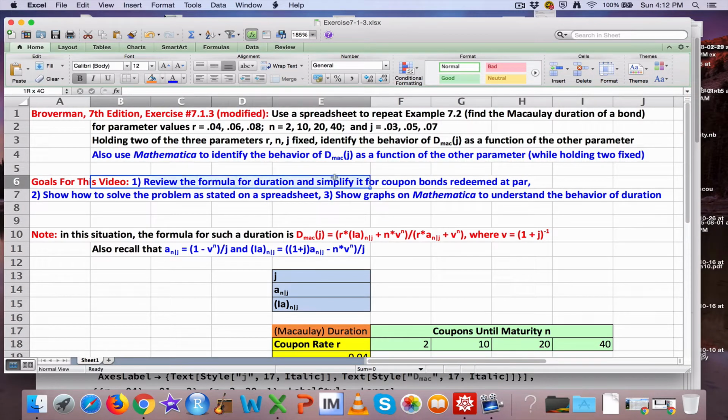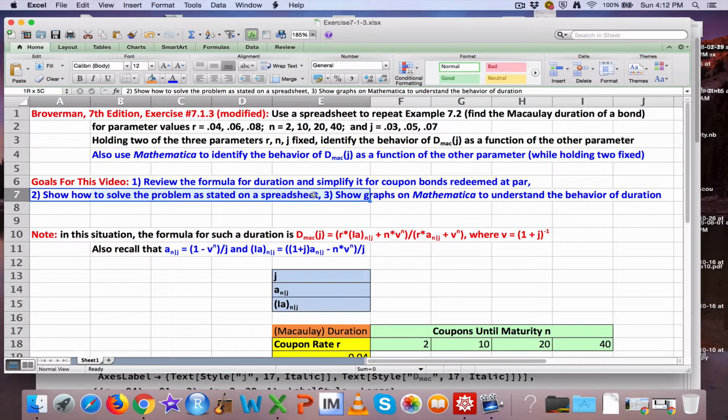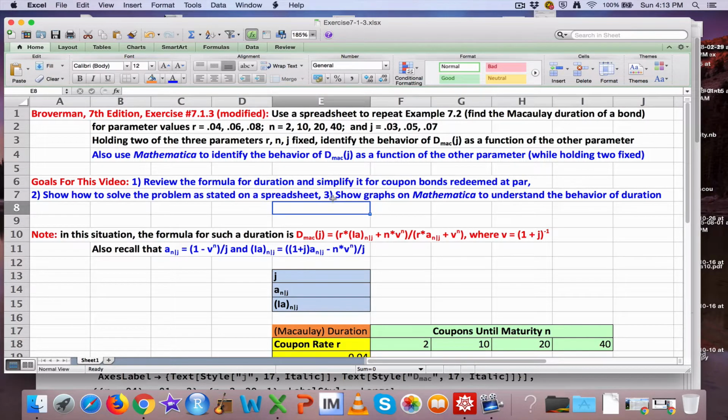First of all, review the formula for duration, and I'm going to show you that you can also simplify it for the situation for coupon bonds that are redeemed at par. Secondly, we want to show how to solve the problem as stated in the spreadsheet. So that second part is where we're actually solving exercise 7.1.3 with this spreadsheet that you see. And third, show graphs in Mathematica to understand the behavior of duration.